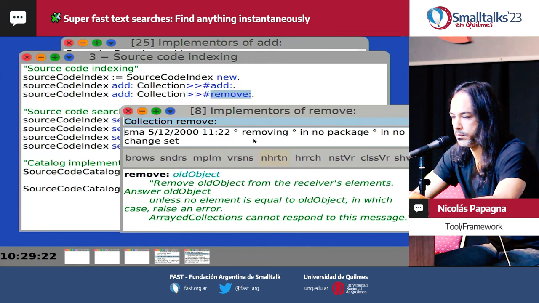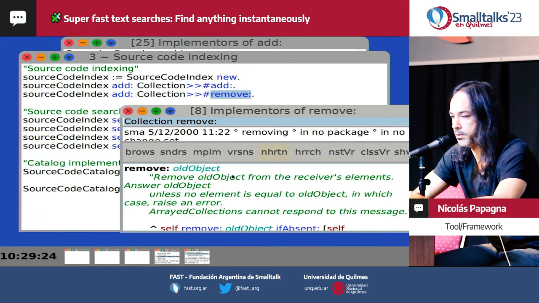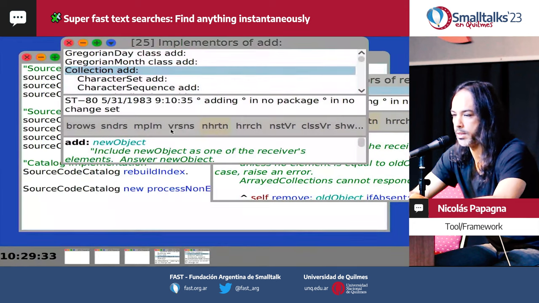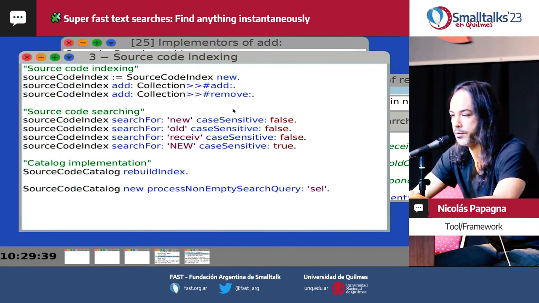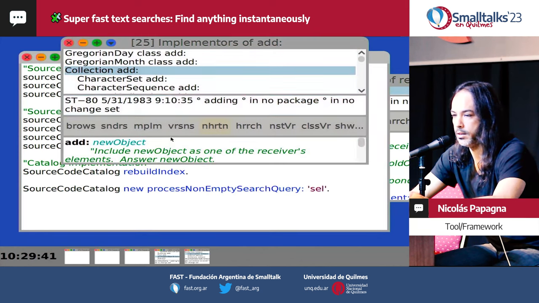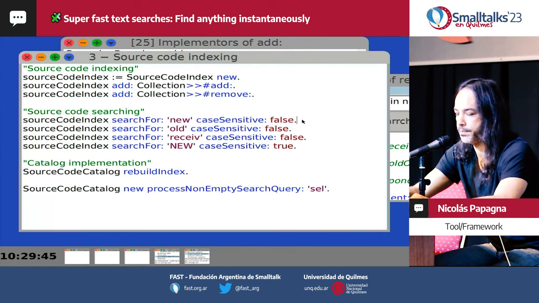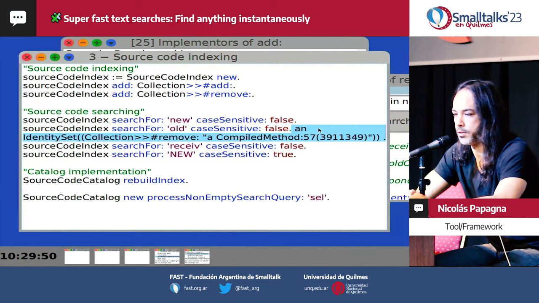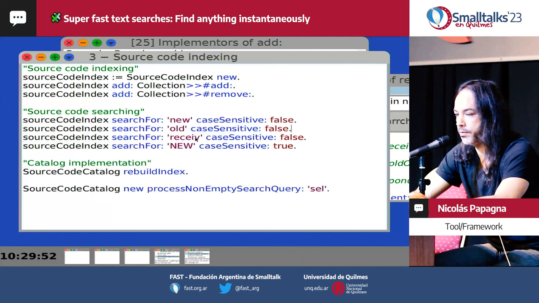We're going to do some search based on the comments in this case. It removes all the objects of the receiver's elements. That'll be enough. And the other one is similar: include new object as one of the receiver's elements. So if we search for new, it will only match the add method here. Collection add. In the same manner, if you search for all, it'll match the remove.